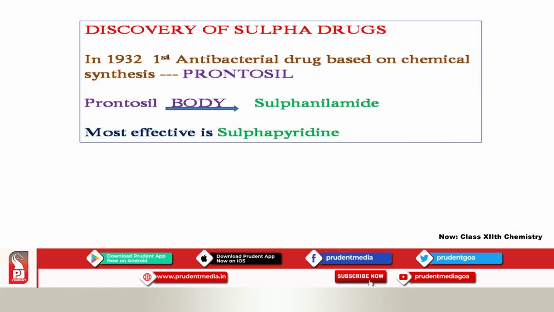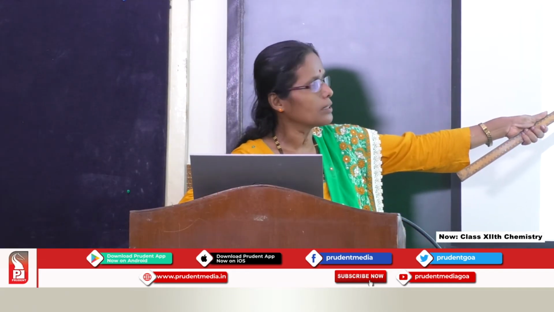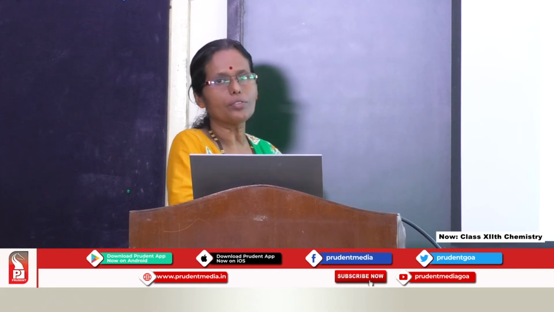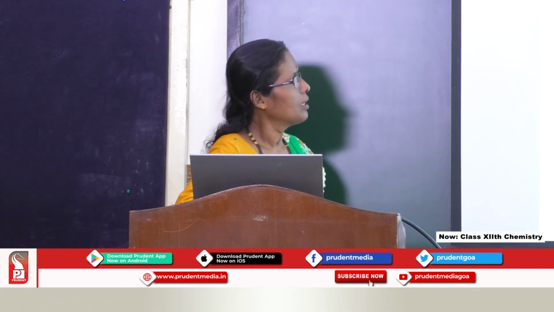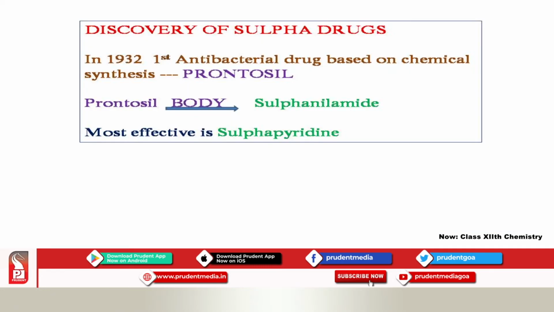In 1932, he found the first antibacterial drug based on chemical synthesis called Prontosil. When Prontosil was taken in the body, it got converted into an active compound, sulfanilamide. The activity was actually shown by this. So, this led to the discovery of sulfa drugs. Among the sulfa drugs, the most effective is sulfapyridine.